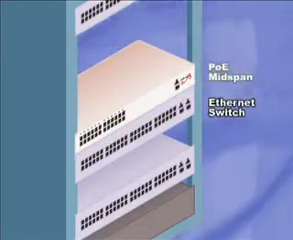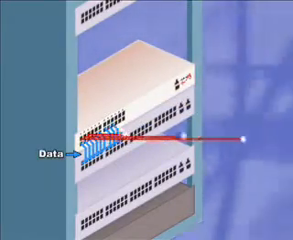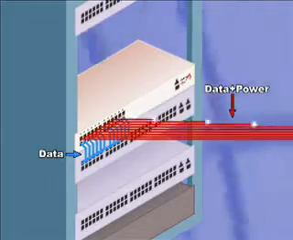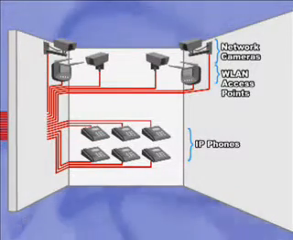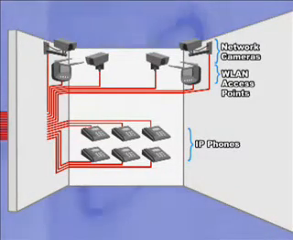PowerDsine's Power over Ethernet midspans are independent power injectors that are installed in the wiring closet next to the Ethernet switch. They provide power and data to IP phones, wireless LAN, access points, network cameras, and other IP devices.